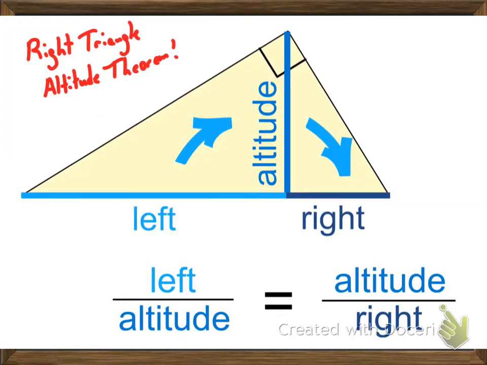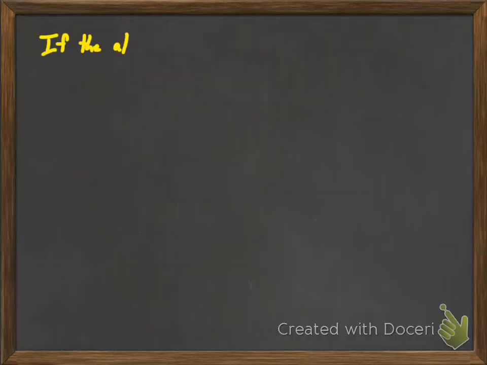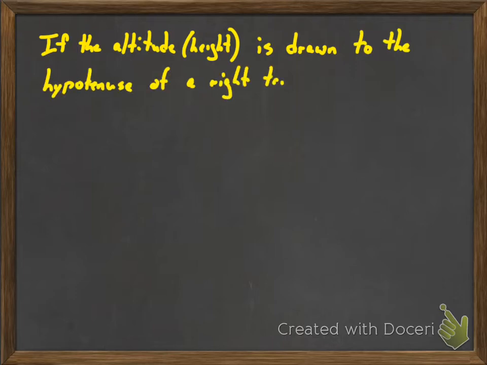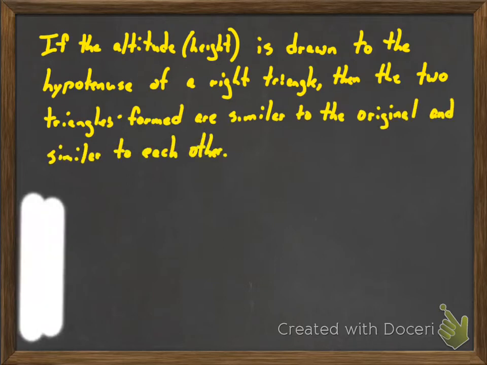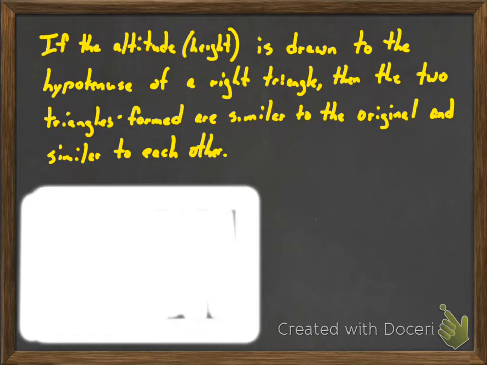Alright students, I want to make a very quick video on the right triangle altitude theorem. And so what does that mean? Basically what it says is if the altitude or height is drawn to the hypotenuse of a right triangle, then the two triangles formed are similar to the original triangle and similar to each other.